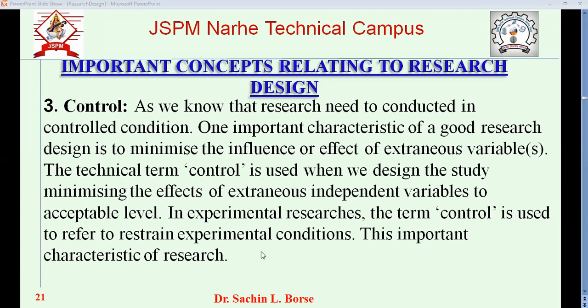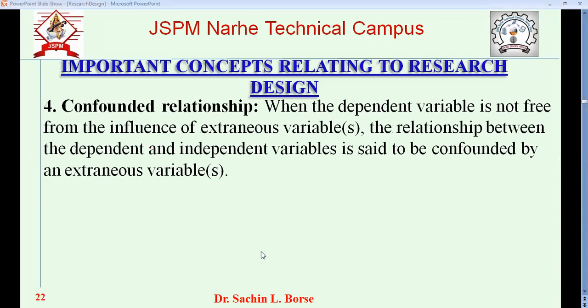No, sir. So control means what? We have to control the extraneous variable so that its effect on the dependent variable is minimum. That is called control. Then comes the confounded relation.